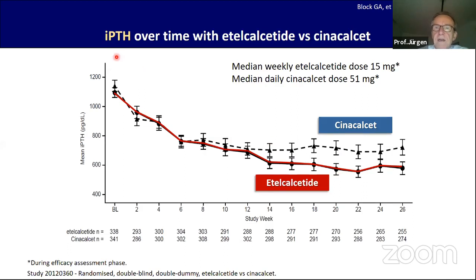This is from the head-to-head study. They both started at a comparable PTH. The cinacalcet group, after about 12 weeks, stabilized at about minus 400. The etelcalcetide is more potent, and you can see that it goes down further than the cinacalcet, even though you were allowed in this study to increase the dose of cinacalcet.